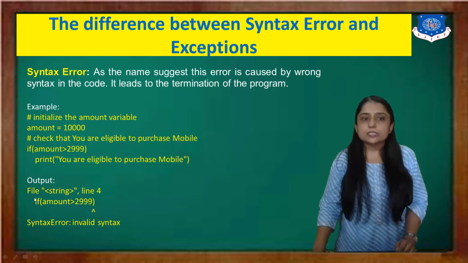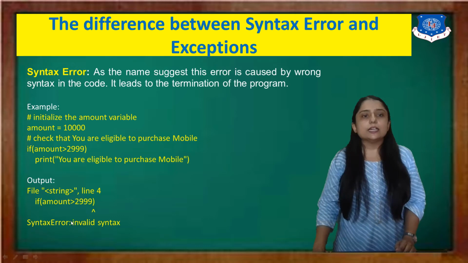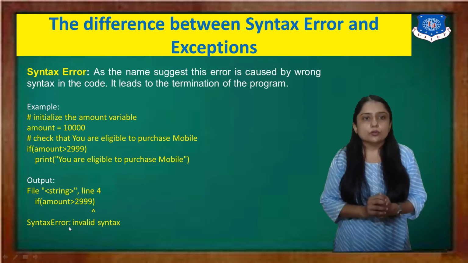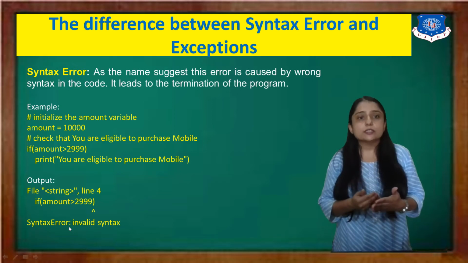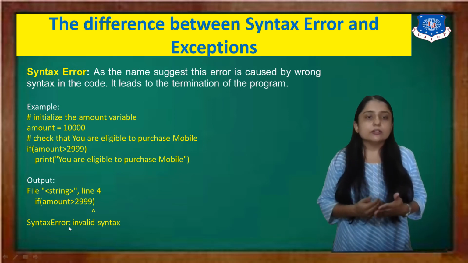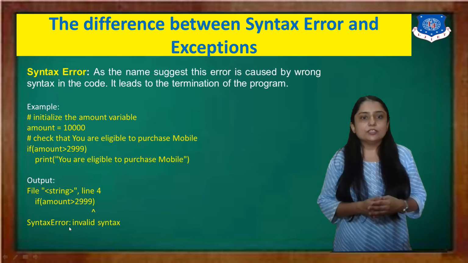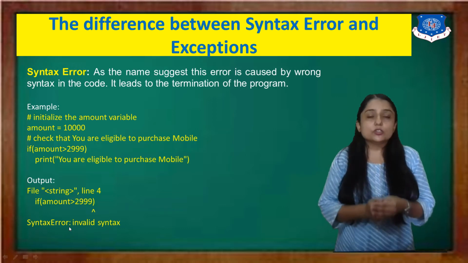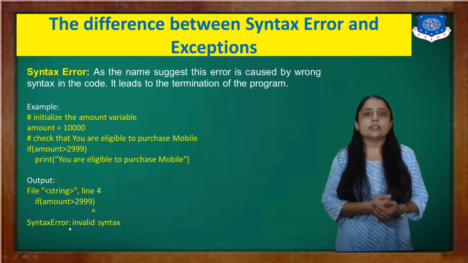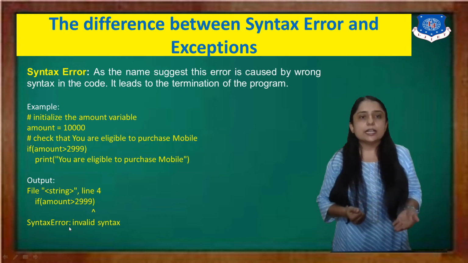See here, everything is specified. Here it is written that it is line number 4. So when I consider line number 4, that is: if amount is greater than 2,999. But after that, something is missing, that is a colon. So you wrote the wrong syntax, and that is known as a syntax error.